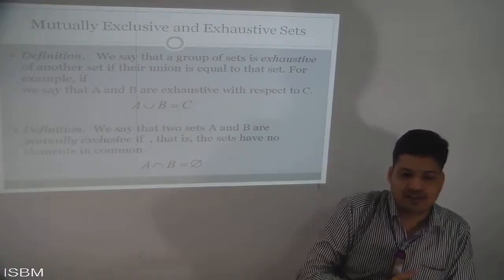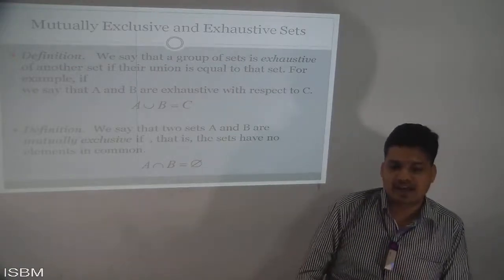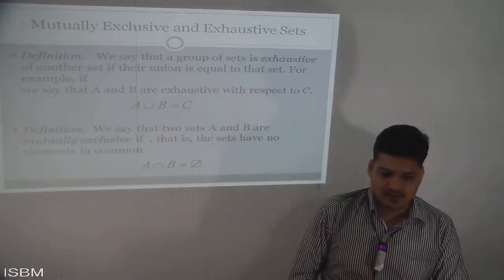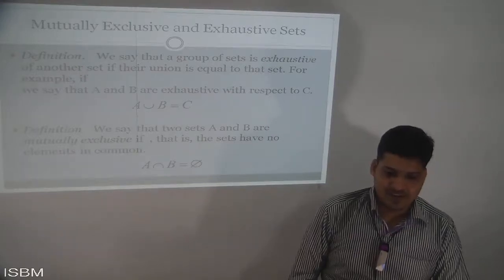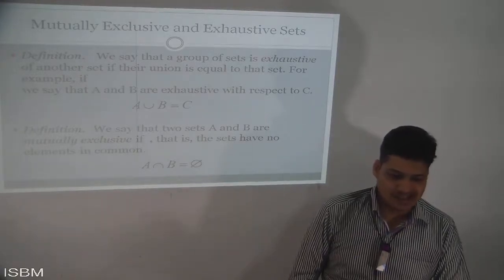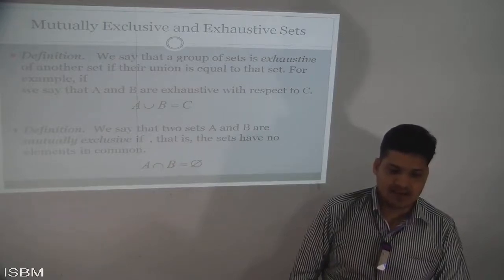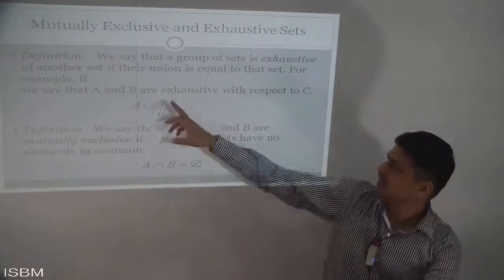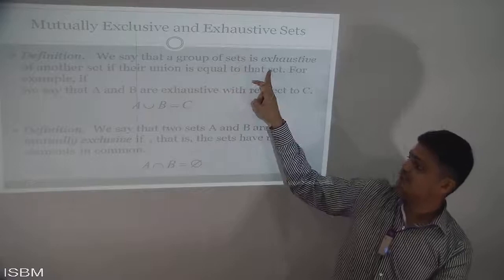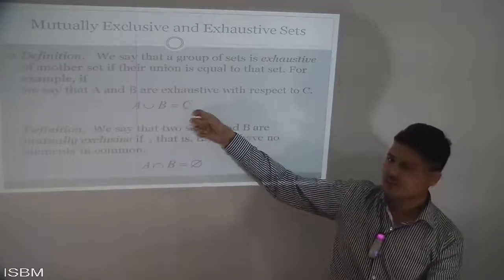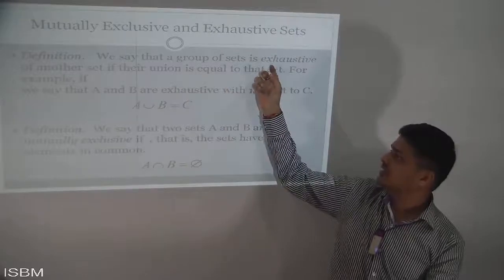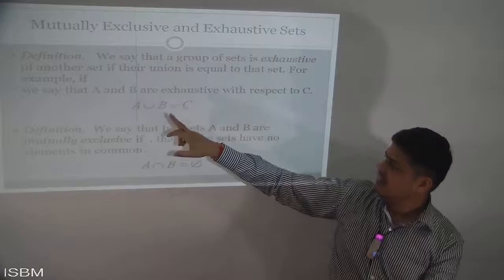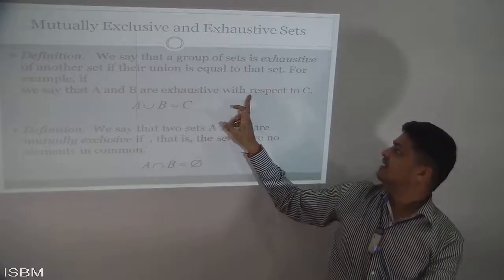Mutually exclusive and exhaustive sets. By definition, we say that a group of sets is exhaustive of another set if their union is equal to that set. For example, if we say that A and B are exhaustive with respect to C, this is like this.